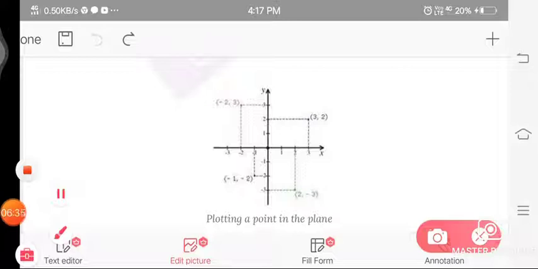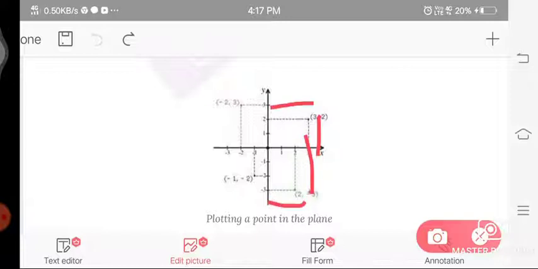You can see here that (3, 2) is plotted here, 2 units away from the x-axis and 3 units away from the y-axis. Here (2, -3) is 2 units away from the y-axis and 3 units away from the x-axis. Here (-1, -2) is 1 unit away from the y-axis and 2 units away from the x-axis. Here (-2, 3) is 3 units away from the x-axis and 2 units away from the y-axis.